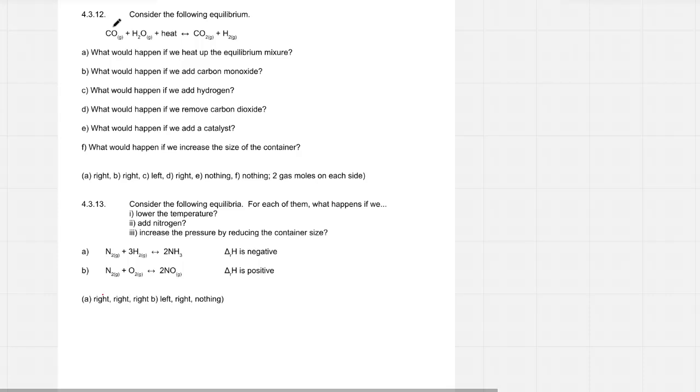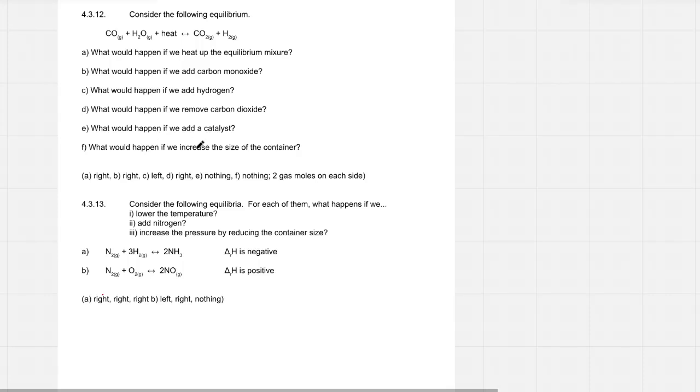Add carbon monoxide. There we go. The system will go down on the left, use up CO, up on the right. Add hydrogen. That's our stress. The system will go down on the right to cancel this, up on the left. Remove carbon dioxide. That's our stress. The system will go up on the right, down on the left. Add a catalyst, again. Nothing. You only get to your equilibrium point faster.